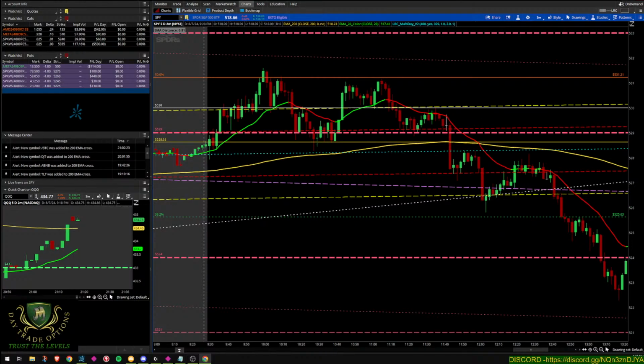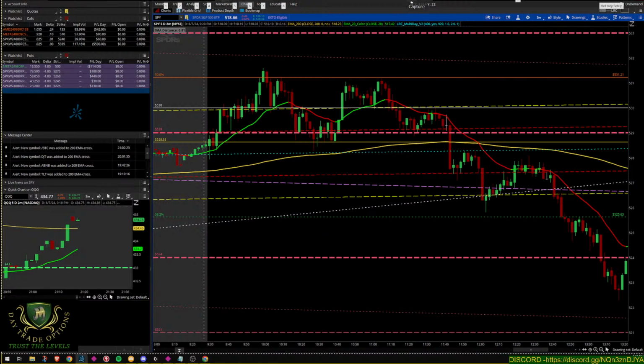My SPX loss was around this time here. It was a bad trade, not a bad idea, but a bad trade, and I'll explain why. My motto is trust the levels, right? Well, I wasn't trusting my level. I think I just got sidetracked, wasn't really focusing on everything.